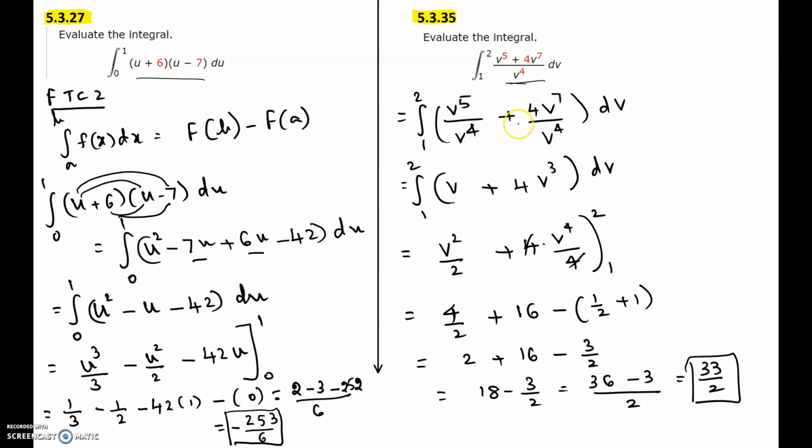Then we are going to apply the power rule here, same way here in this problem.